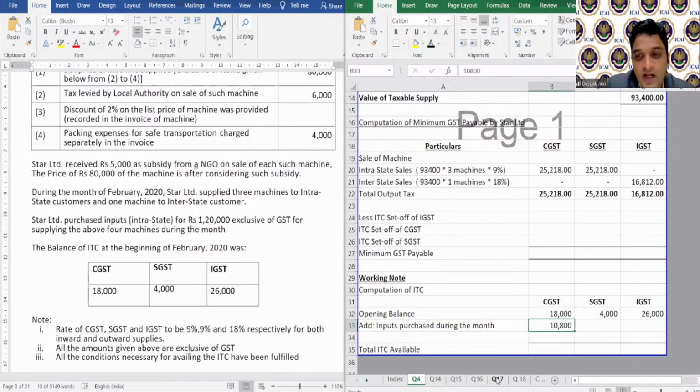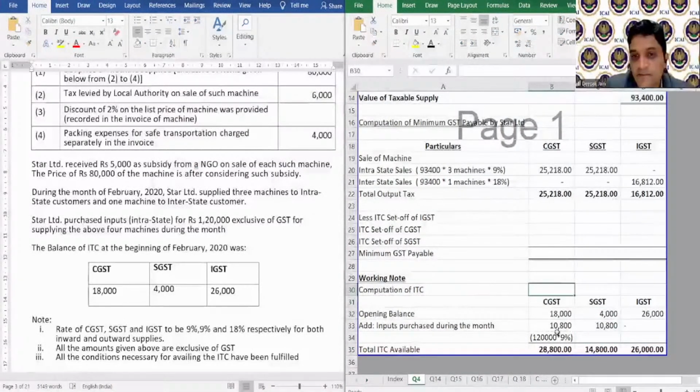And this month they have purchased 1,20,000 rupees worth of goods exclusive of GST. On that, what is charged? It is intrastate. So on 1,20,000 rupees at 9%, it makes 10,800 each of CGST and SGST. Total input tax credit is 10,800 plus opening, 28,800 of CGST, 14,800 of SGST, and 26,000 of IGST. What will I offset first? I will first offset IGST.